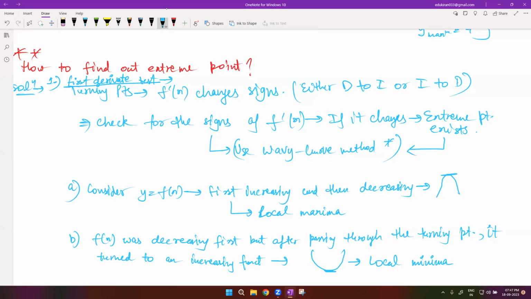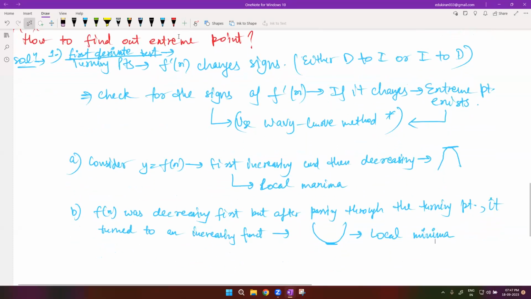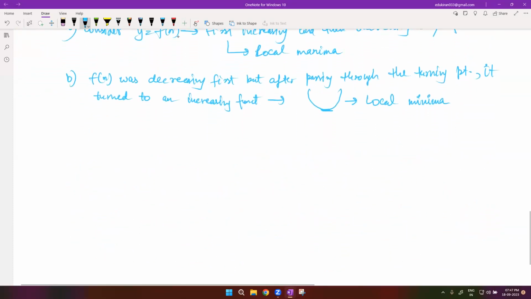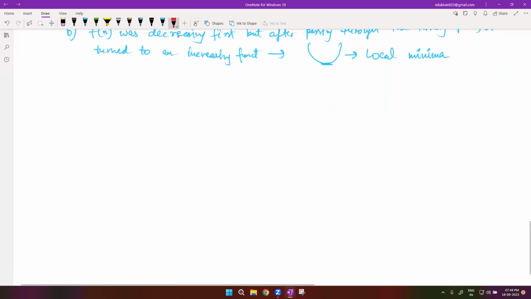Yeah, and also one more important fact before we move forward, which is basically this: that if a function y is equal to f(x) is monotonic in nature.